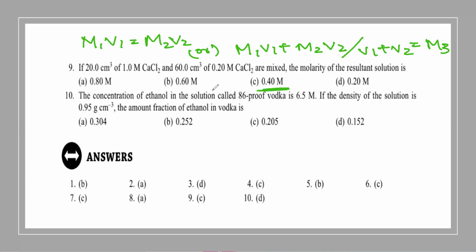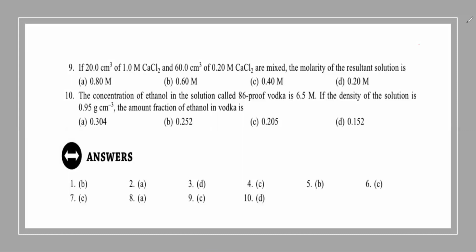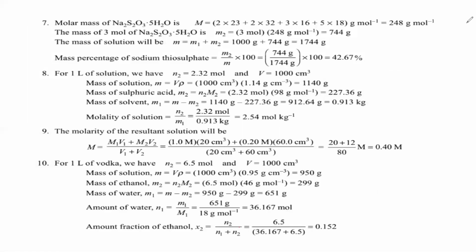Next, question number 10. The concentration of ethanol in the solution is called 86% proof vodka, which is 6.5 molarity. If the density of the solution is 0.95 grams per centimeter cube, the amount fraction of ethanol in vodka is? So they are asking for the mole fraction of ethanol in vodka. Now here you can see the hint is already given. For 1 liter of vodka, N2 is equal to 6.5 moles and V is equal to 1000 centimeter cube, because N2 is the number of moles of solute.